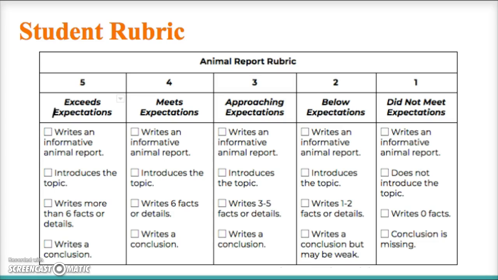points. I used numerical values, so if you see on section 5, if they write 6 or more facts or details, they would exceed expectations. If they provide 6 facts, then they would meet the expectation. As you go lower and lower, the facts start to get a little bit smaller.